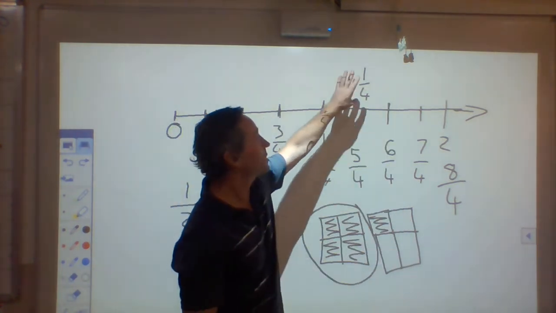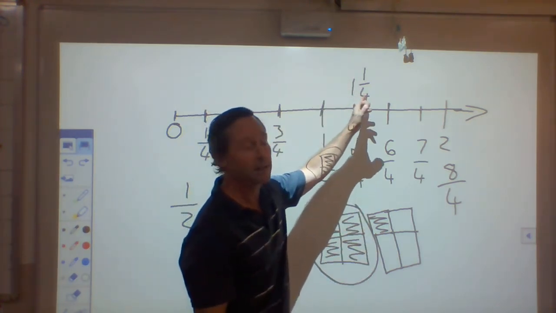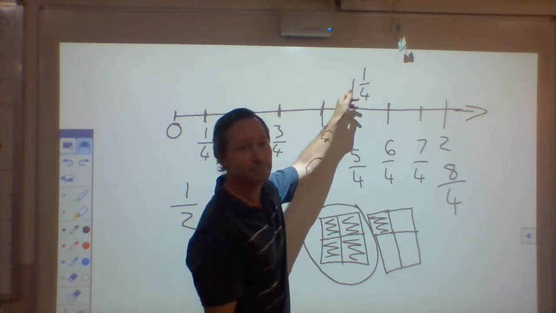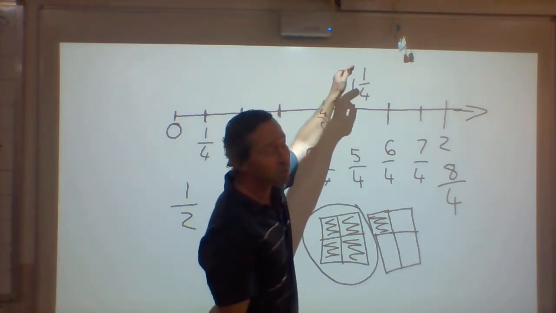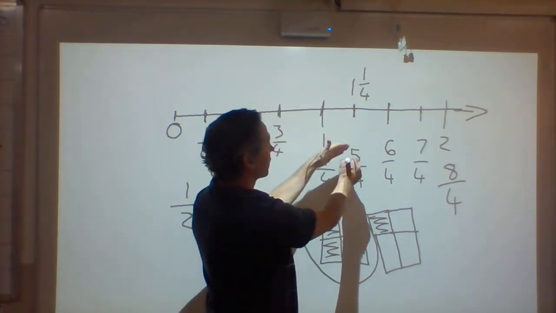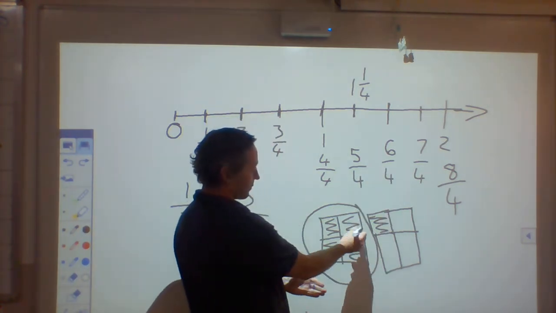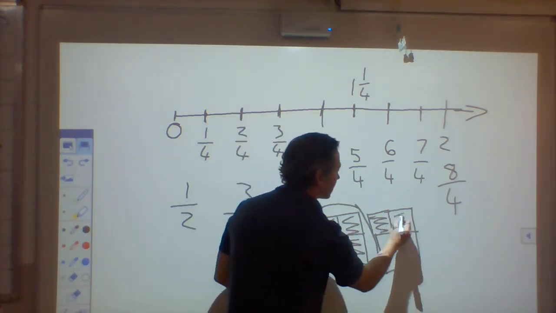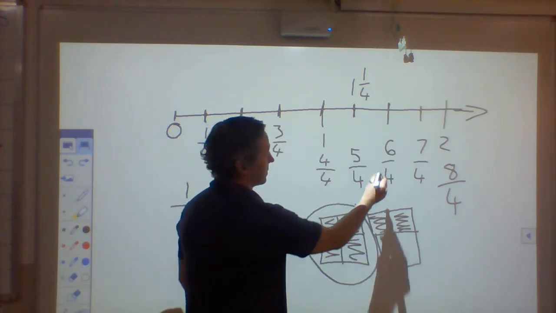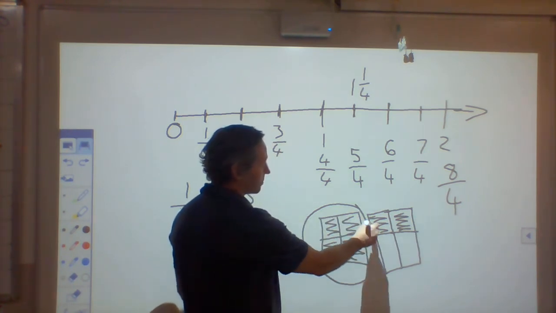And if I wanted to turn this back into an improper fraction, I can multiply the denominator by the whole, which is one. Four times one is four, plus the numerator, so four plus one is five. So five fourths. Let's try it with this one. It's the same, six fourths. Four here, five, six slices of pizza, right? Which means I have one whole.